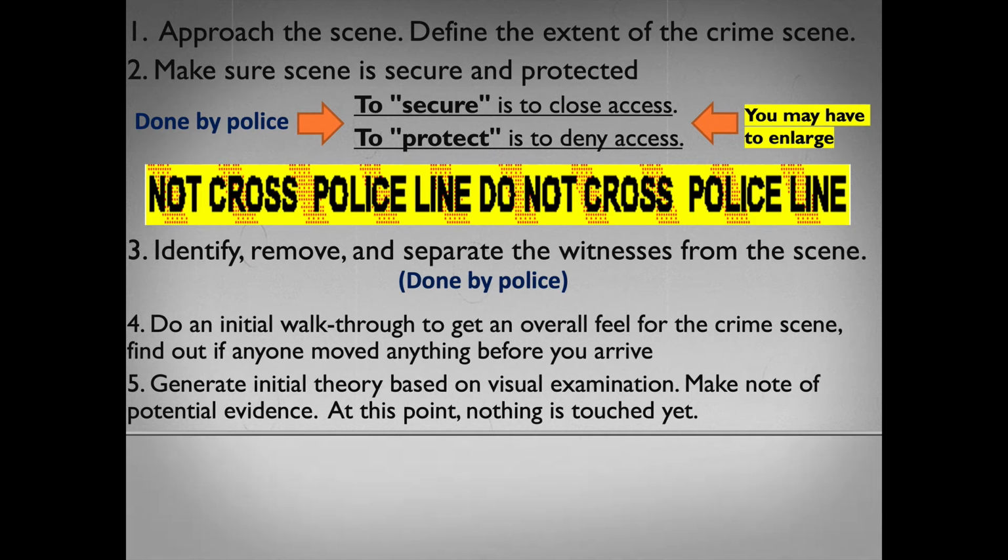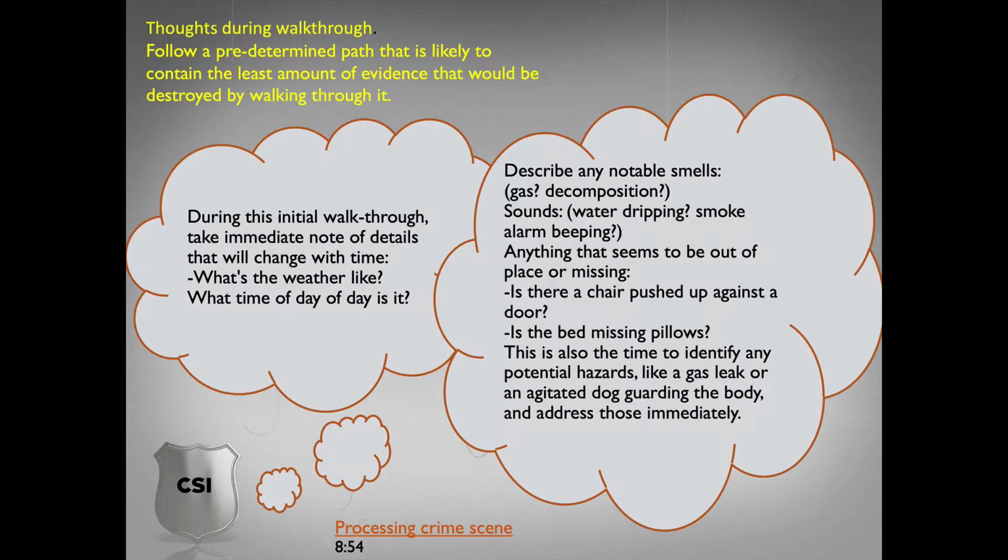Still, nothing is touched yet at that crime scene. While they're doing that walkthrough, they've planned out a path that's going to be the safest path, one that will contain the least amount of evidence that would be destroyed by walking through it. So they're going to dodge as much as they can and try to pick a pathway that will be the least damaging to what may be there in the form of evidence and clues to solving the crime.